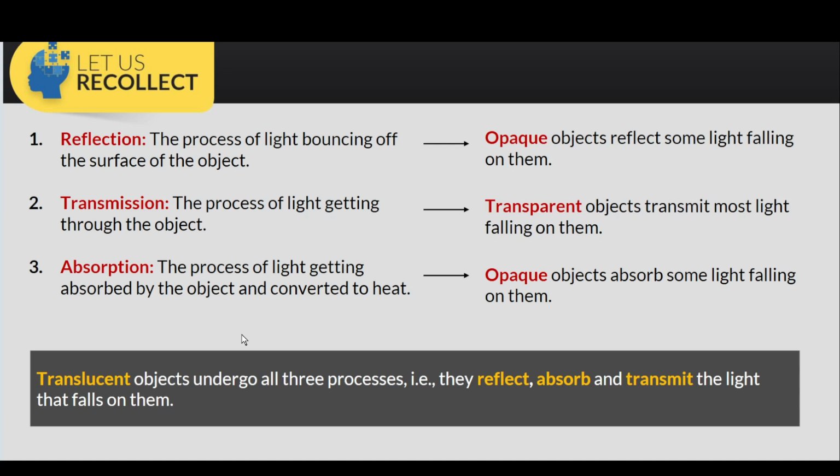So translucent objects undergo all three processes. They reflect, they absorb, they transmit the light that falls on them. Opaque objects absorb some light falling on them. Transparent ones transmit most of the light falling on them. And opaque ones just reflect some light falling on them.